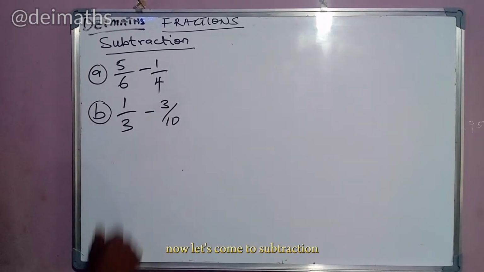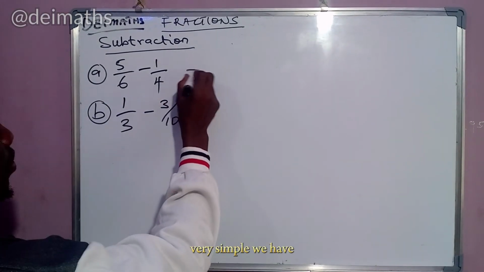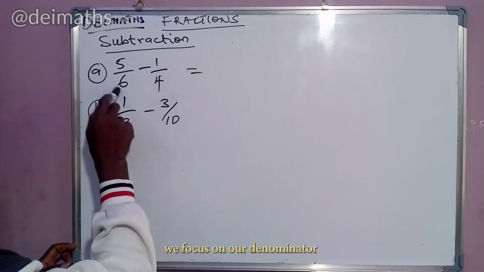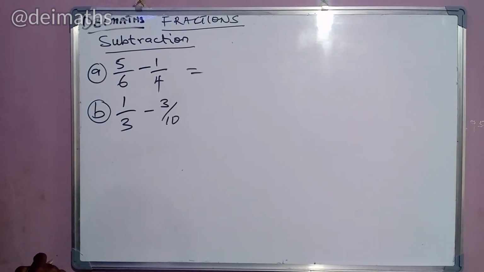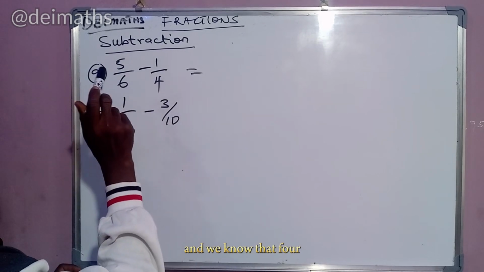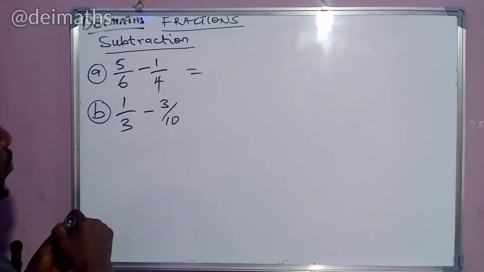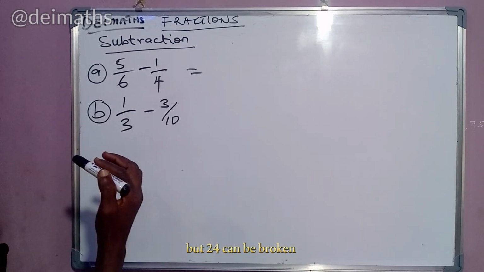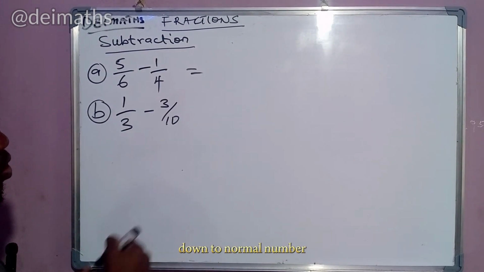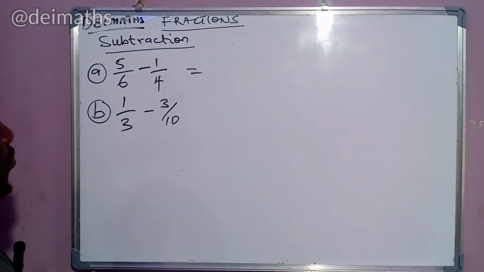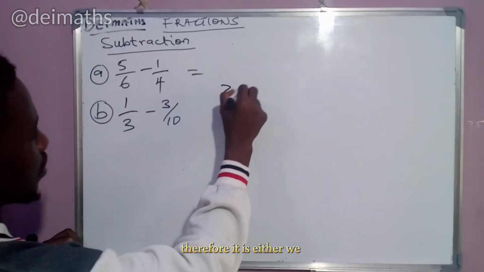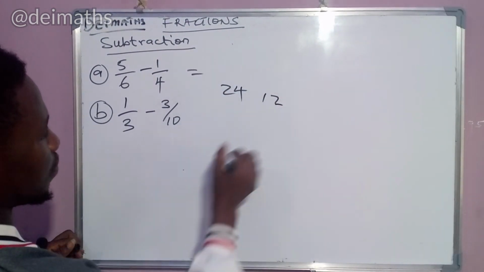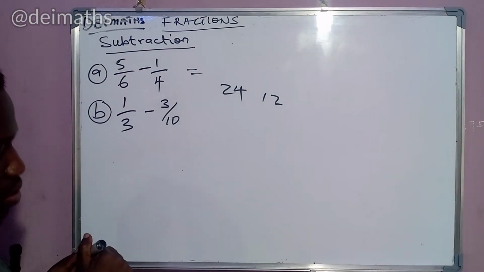Now let's come to subtraction. Very simple. We focus on our denominator 6 and the 4, and we know that 4 times 6 is 24. But 24 can be broken down to a smaller number. Therefore, it is either we use 24 here or we use 12. But we have to use 12 because this is the least number that we can use.